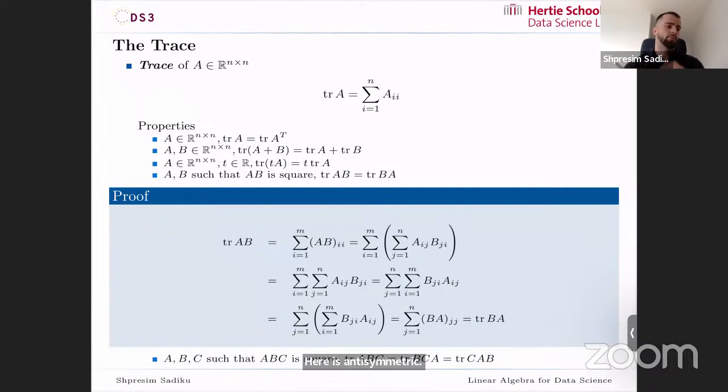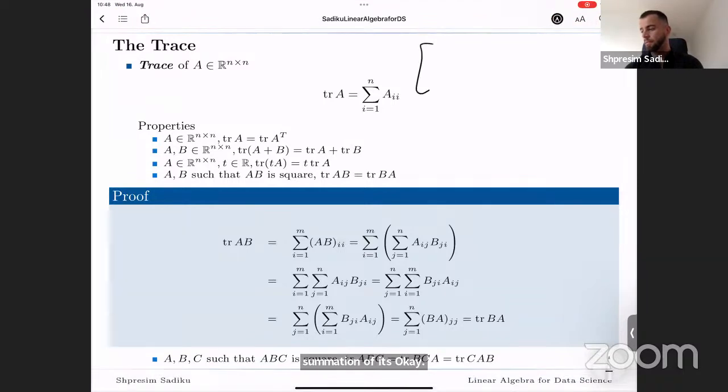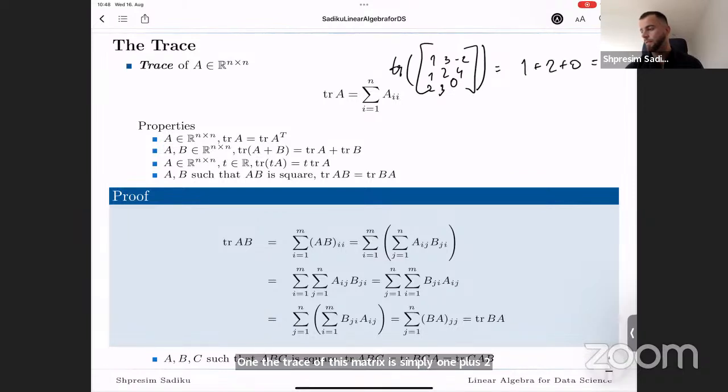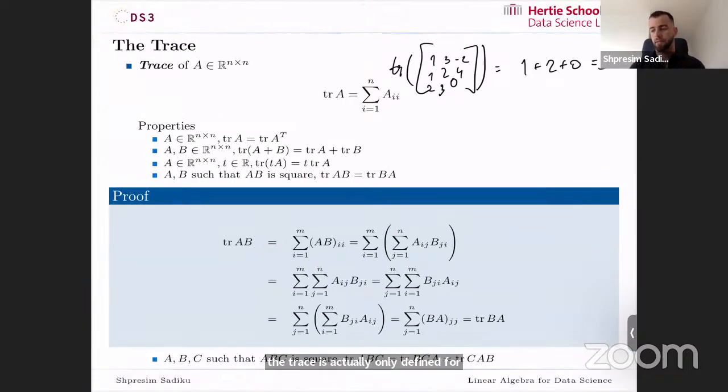All right. And then we have the definition of the trace. So the trace of a matrix A in R^(n×n) is simply the sum of its diagonal entries. So if we were to have 1, 2, 0 on the diagonal, then the trace of this matrix is simply 1 plus 2 plus 0. This is 3. One thing you have to keep in mind is that the trace is only defined for square matrices.